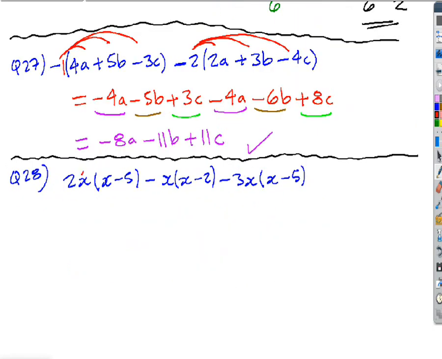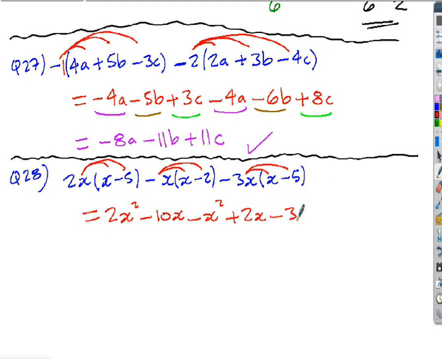Question 28, we've got 2x outside the bracket multiplied by x and negative 5. Second bracket, we've got negative x multiplied by x and negative x multiplied by negative 2, and the third bracket, negative 3x multiplied by x and negative 3x multiplied by negative 5. Expanding, 2x multiplied by x is 2x squared, 2x multiplied by negative 5 is negative 10x. Second bracket, negative x multiplied by x is negative x squared, and negative x multiplied by negative 2 is positive 2x. And finally, negative 3x multiplied by x is negative 3x squared, and negative 3x multiplied by negative 5 is positive 15x.